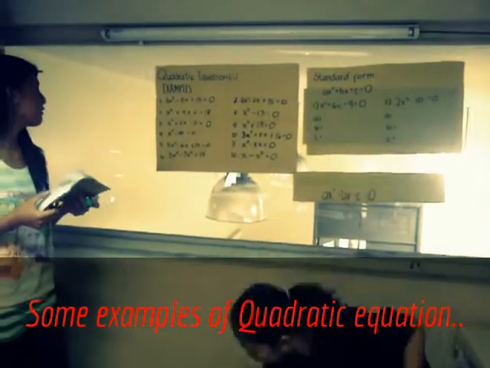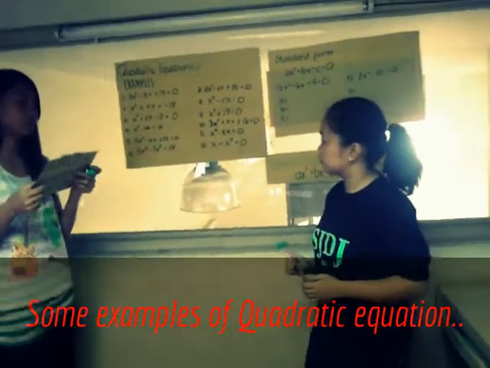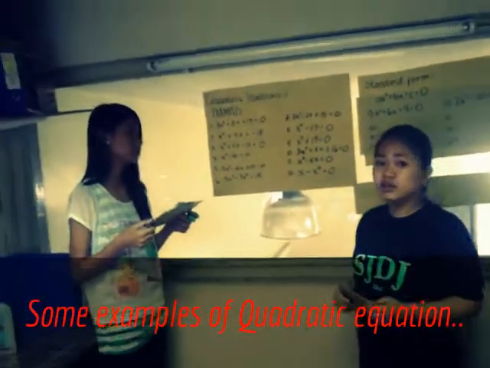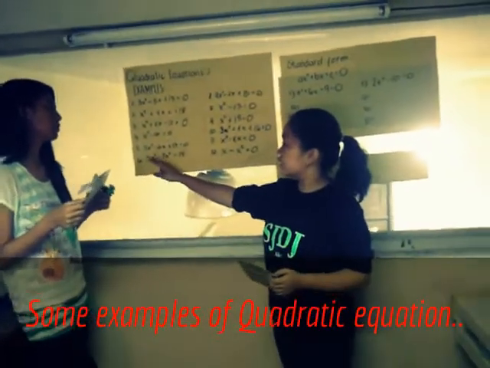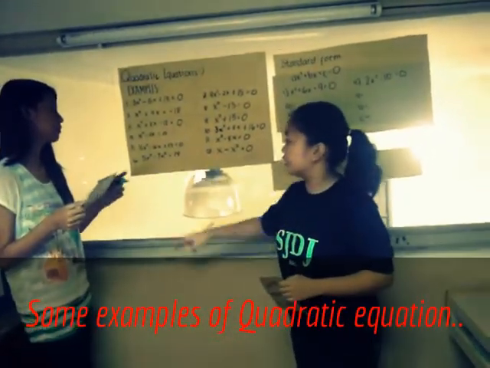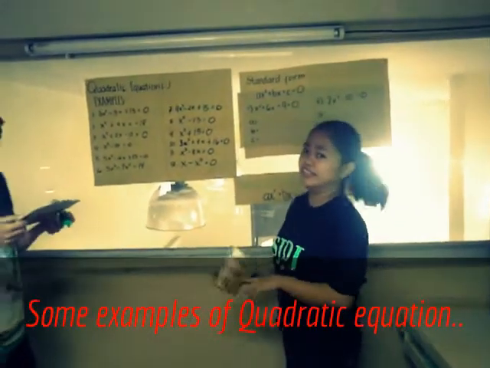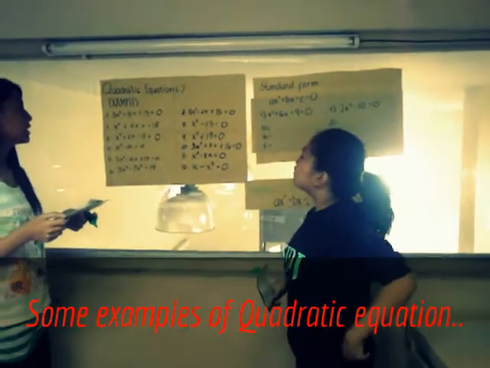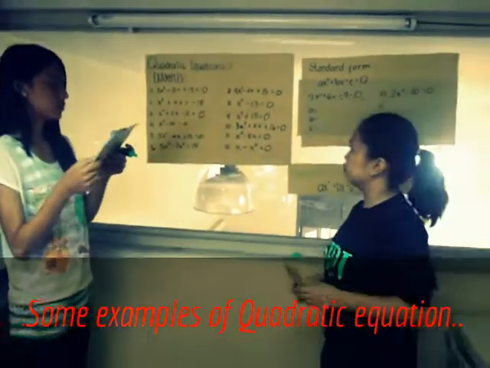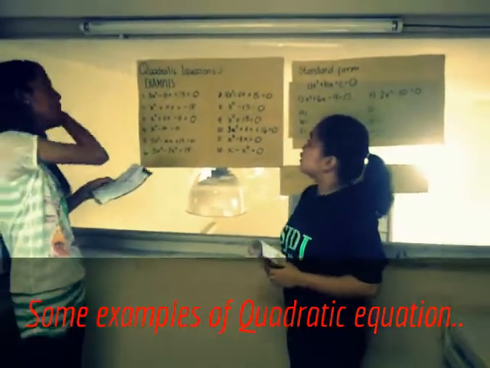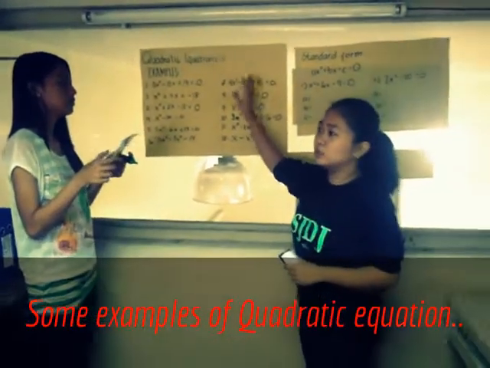Number 6. 5x cubed minus 7x squared is equal to 14 is wrong. It is wrong because we have two exponents, x raised to the third power and x raised to the second power. It must be x raised to the second power only. Number 7. 4x cubed minus 2x plus 15 is equal to 0 is wrong. It is wrong because the exponent that is used is 3. It must be 2.